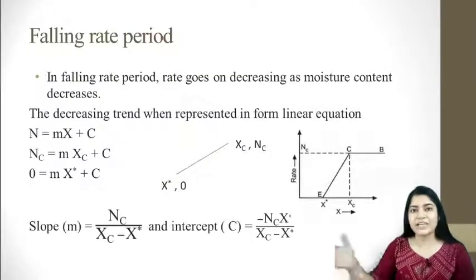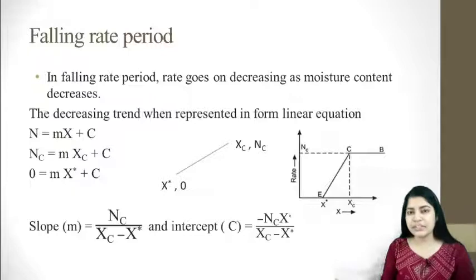C to E, that is your falling rate period. DC is what? Your constant rate period, whereas your EC is what? Your falling rate period. So you can see that as moisture content is decreasing, rate is also decreasing. Now let's take an example.